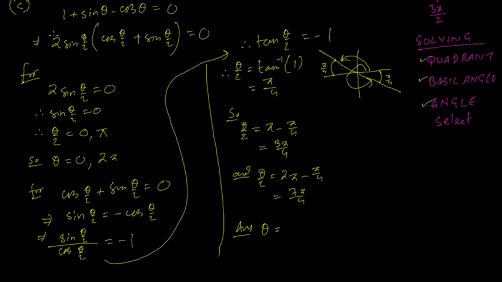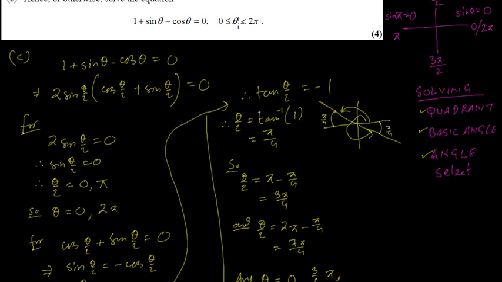So the first thing that we found was 0. We'll include that. The next thing that we found was 3 by 2 pi. We will also include that. Here if you multiply this, it will be 7 by 2 pi. 7 by 2 means 3.5 pi. Now 3.5 pi is more than 2 pi. We cannot include it. As a matter of fact, we cannot even include 2 pi. It has to be less than 2 pi. So we cannot include that.